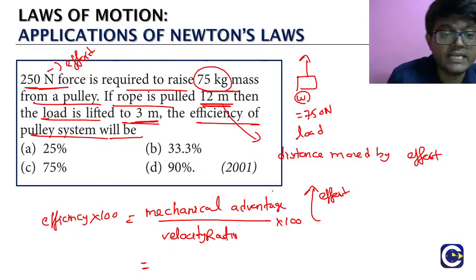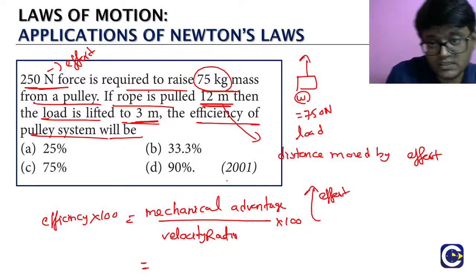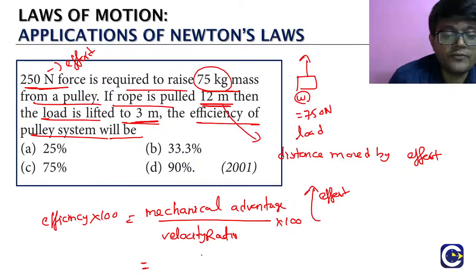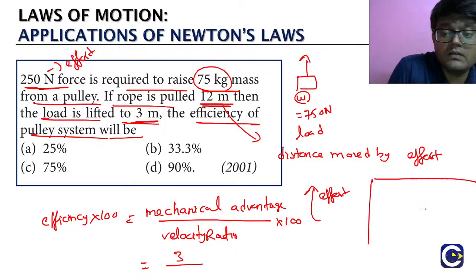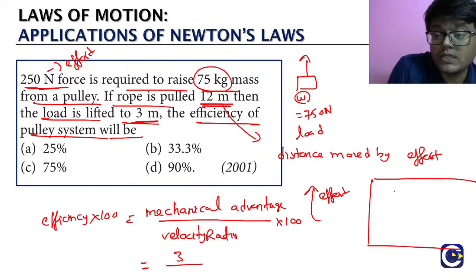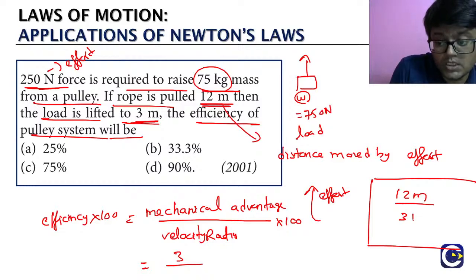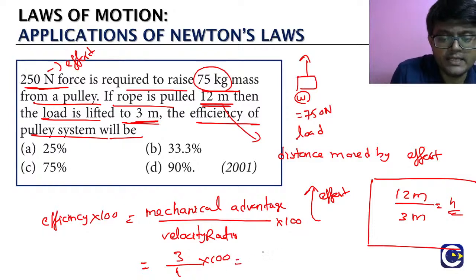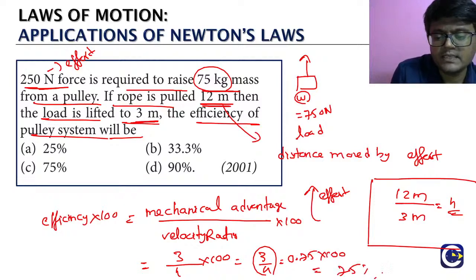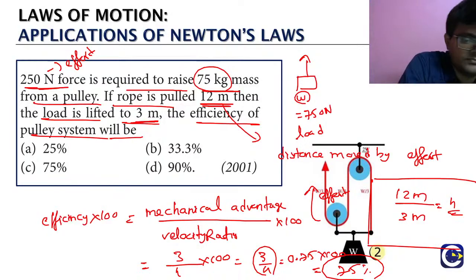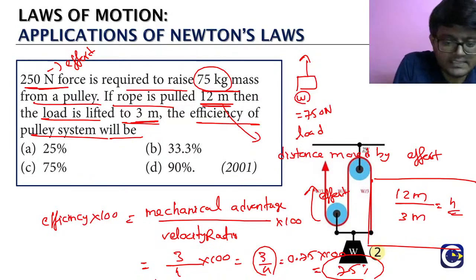So இங்க mechanical advantage என்ன? Load by effort. அதுதான் mechanical advantage. 750 by 250, 3. Velocity ratio. Velocity ratio என்னது? Distance moved by the rope 12 divided by distance moved by the load 3. 4. So 3 by 4 into 100. 3 by 4 என்னது? 0.75 into 100 means 75%. அவ்வளவுதான்.